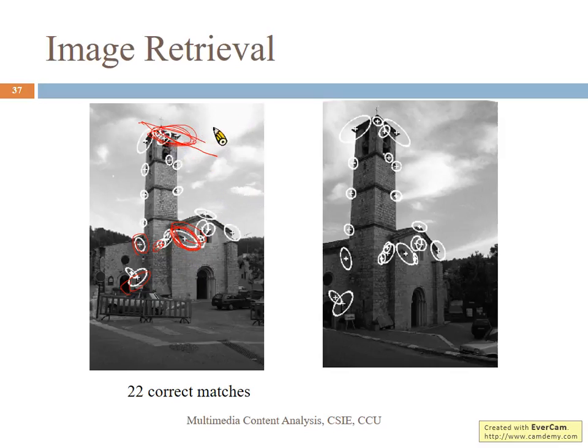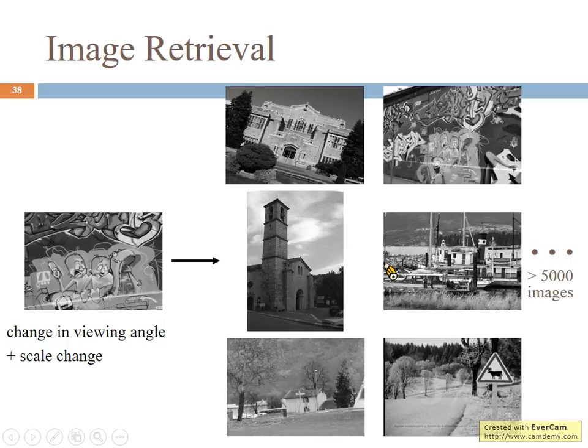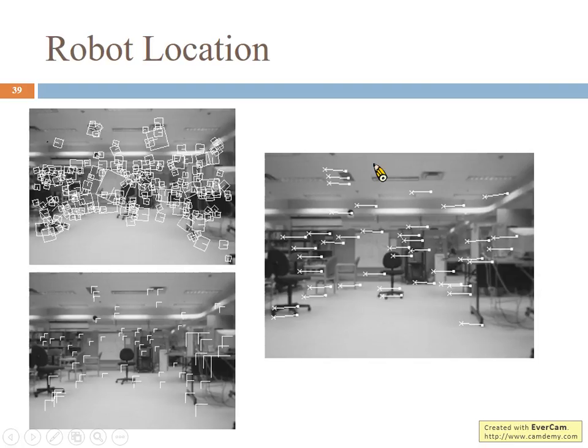For example, this point matches with this point, and this point matches with this point. And if the number of matched feature points is larger than a threshold, then we say that these two images show the same scene or the same object. Here is another example. We can give this query and find similar images.